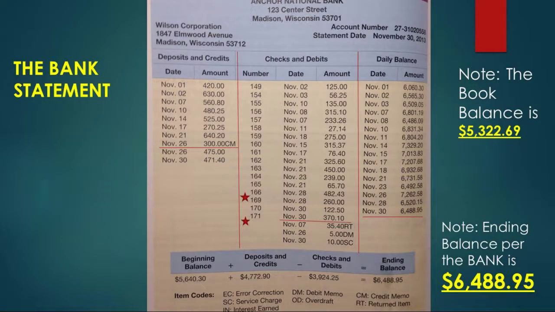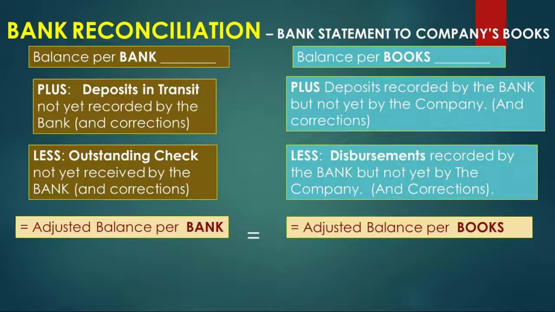So we're going to take the bank statement with its balance of $6,488.95 and compare it to the book balance of $5,322.69, and we're going to create the bank reconciliation. The bank reconciliation starts with the bank statement, that ending balance, in this case on November 30th, 2013.